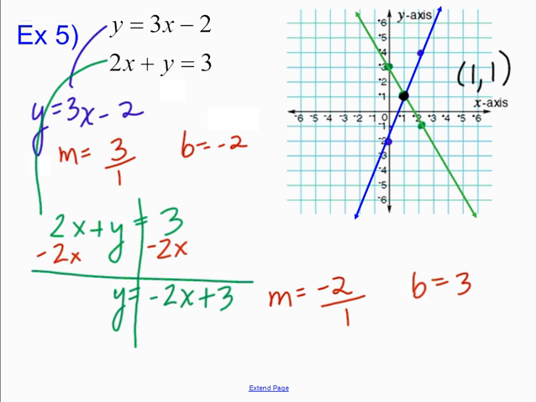Hopefully this basic idea of solving systems by graphing makes sense to you, and through some practice and being able to graph, it's pretty quick and easy. But then again, remember, it is an estimate. It is not the most accurate way to do it, but it does get you a quick answer.